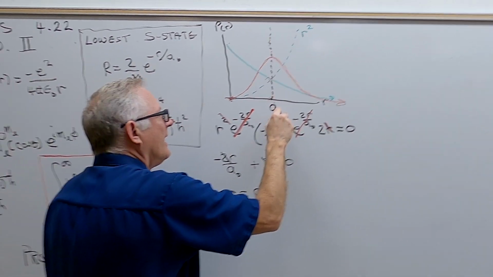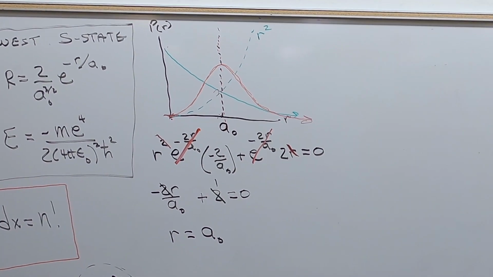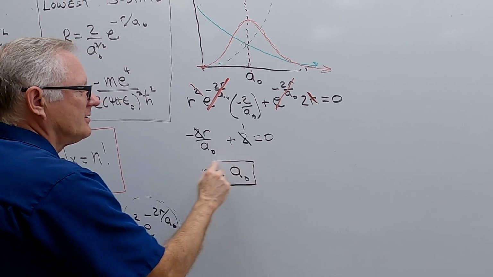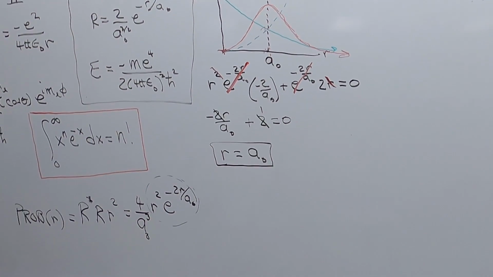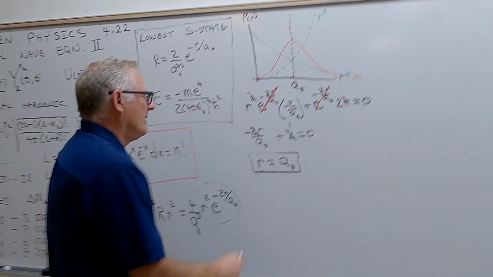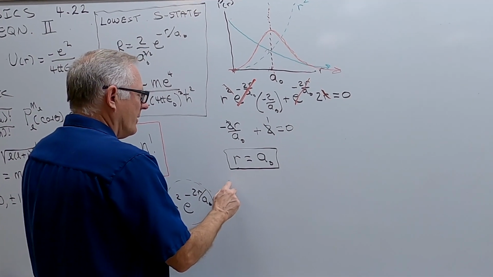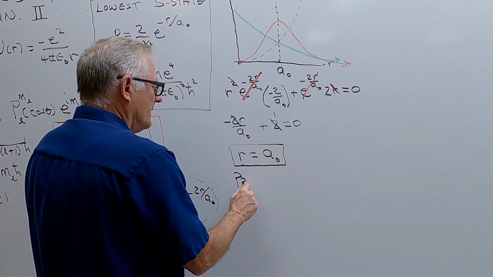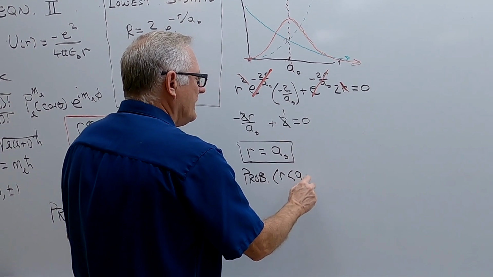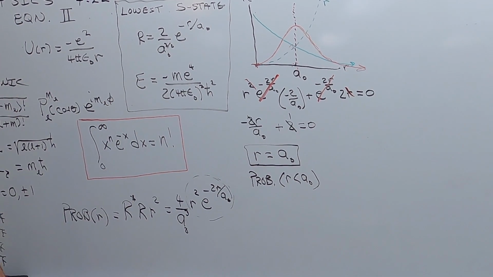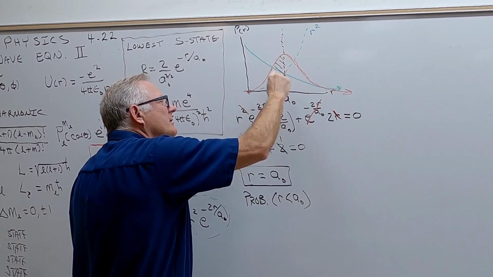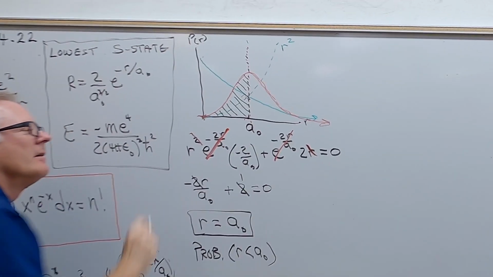This is a naught. So that's where you're most likely to find it. The probability is the highest. What's the probability that r is less than a naught? You're within the Bohr radius. Well, wouldn't that just correspond to this area right here? It would just correspond to that area.